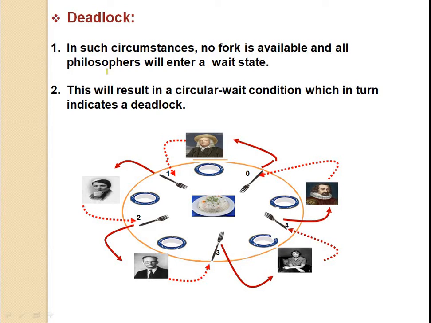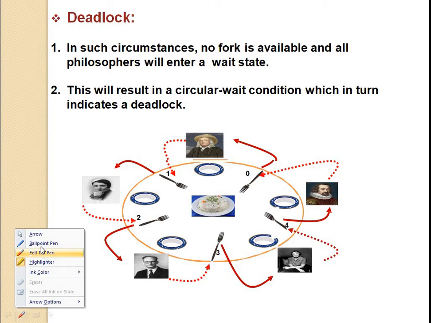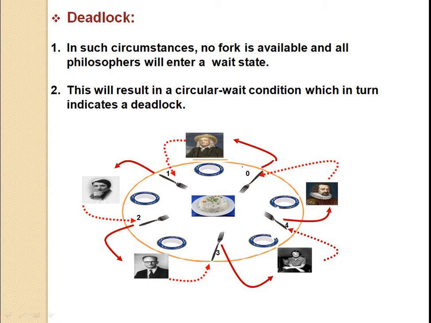So in this situation, what happened? Each and every fork, you see, this fork is taken by this philosopher, this fork is taken by this philosopher, this fork is taken by this philosopher, this fork is taken by this philosopher, and this fifth fork is taken by this philosopher. So all the left forks are taken by each and every philosopher. So this will result in a circular wait condition, which indicates a deadlock. So here a circular wait condition happens and it will move to deadlock.